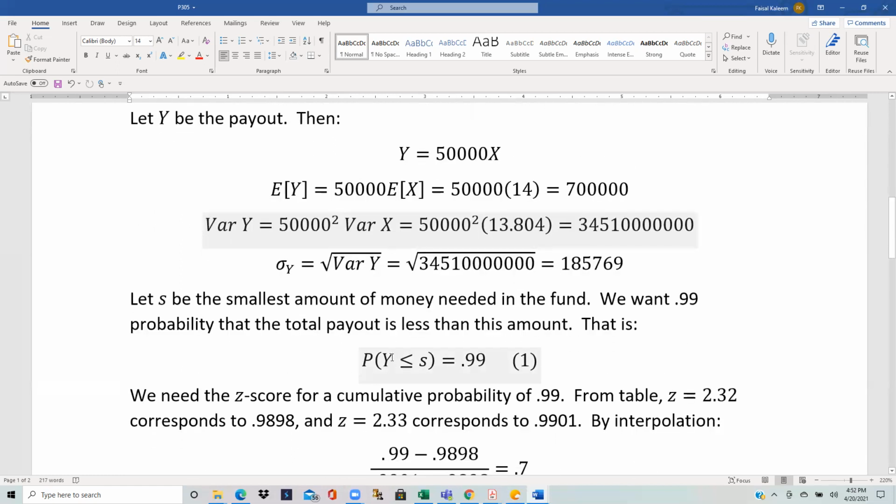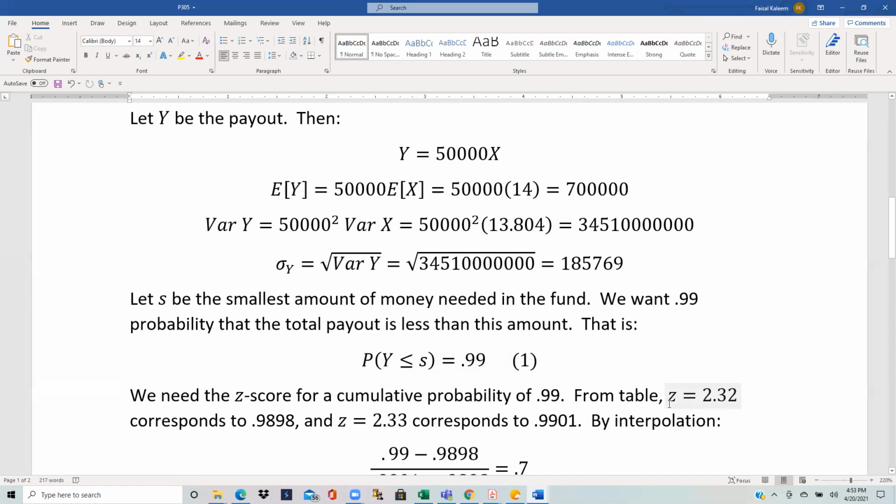So we want the total payout. Remember, Y is the total payout. We want the total payout to be less than or equal to this fund that we have, the smallest fund amount, and we want this probability to be equal to 0.99. Therefore we should first try to find the z-score that corresponds to 0.99.